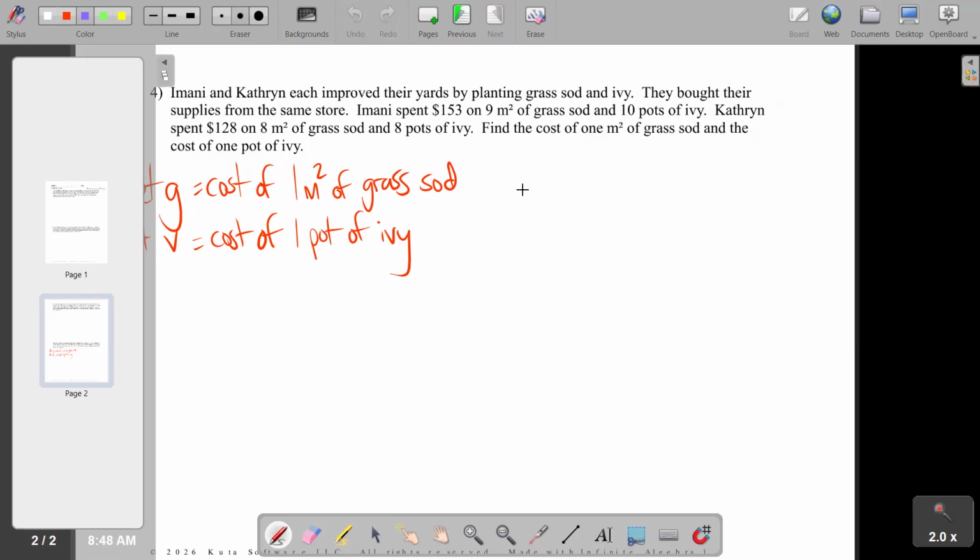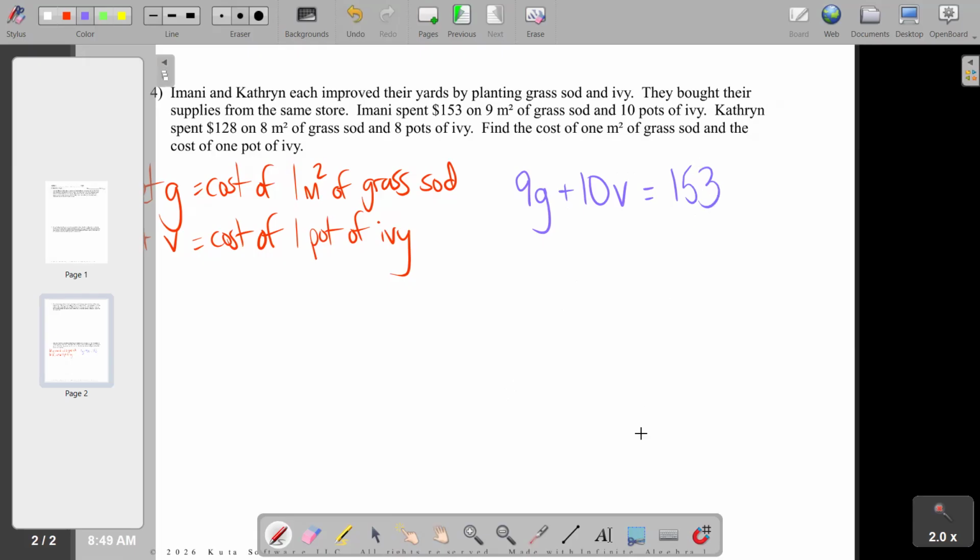Okay. So 9 units of grass sod. And don't be taken aback by the m squared. That's just how we say square meter, right? Like when you go to order things that involve surface coverage, square feet, square yards, stuff like that. So it's not a mathy thing, it's a label. So 9 of those units of grass sod, thank you, Rowdy, plus 10 pots of ivy, and Imani spent 153 bucks.